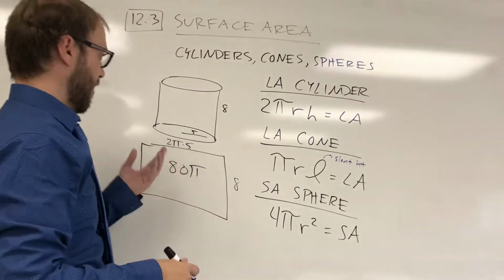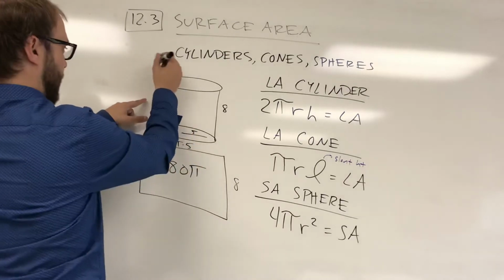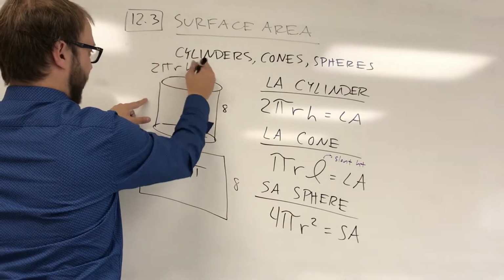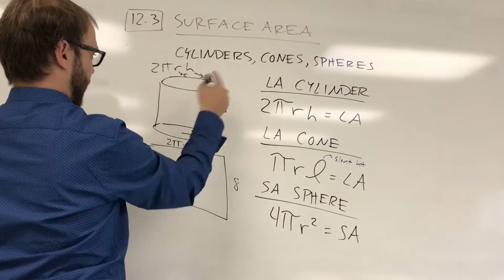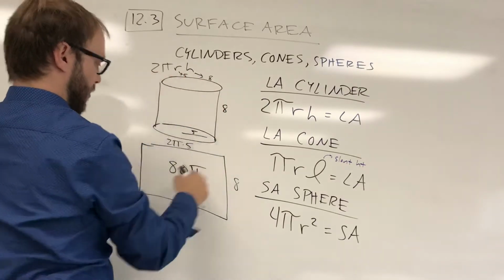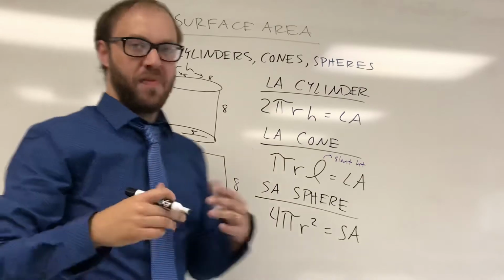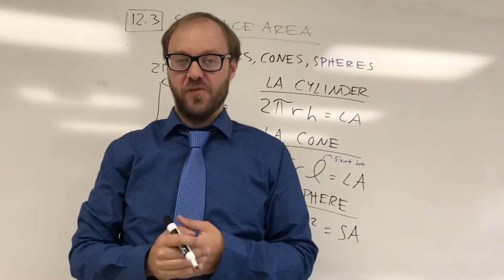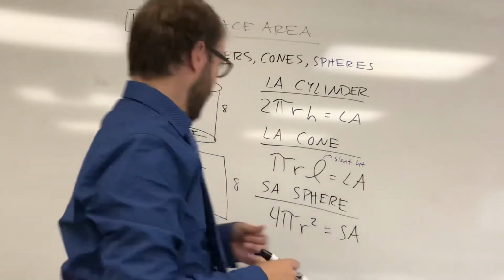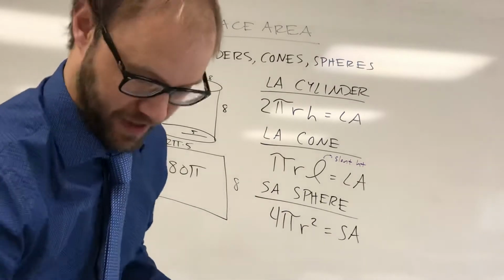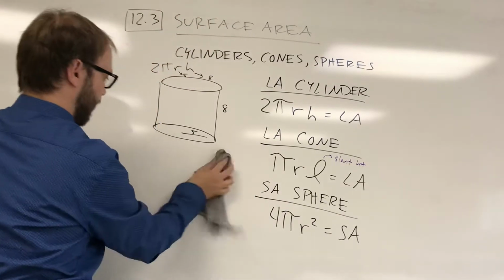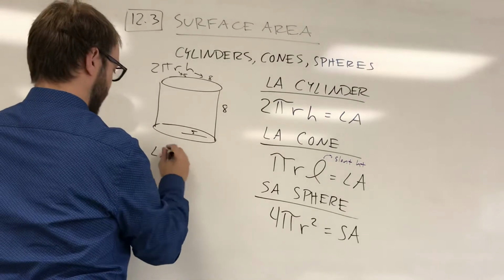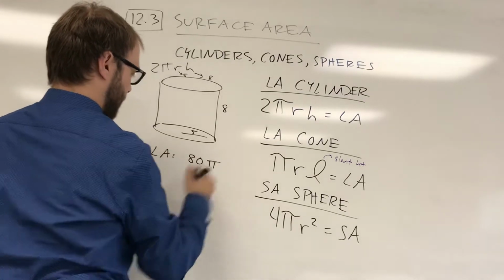And of course, you could also just pop that in the formula. So 2 pi r h. Radius is 5, height is 8. You're going to get 40 times 2 is 80 pi, okay? 2 pi r h. Pretty easy formula to use. Now, if I ask you for the total surface area of the cylinder, you've got a little bit more work to do. Lateral area here is 80 pi, okay?